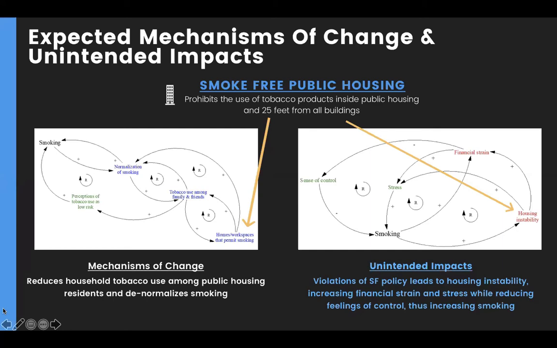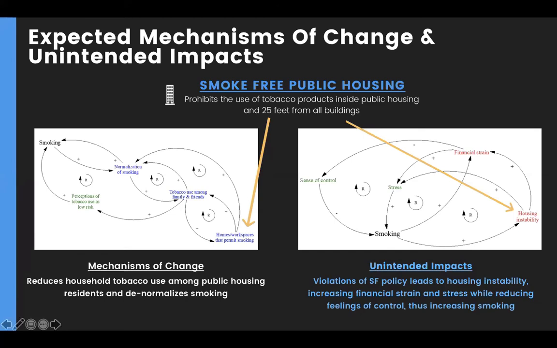Our updated map visualizes the intended mechanisms of change for addressing smoking disparities and the unintended impacts of smoke-free public housing. Starting with the mechanisms of change on the left, the policy is expected to reduce the number of homes that permit smoking, which then lowers tobacco use among family and friends. This reduces the normalization of smoking and perceptions of tobacco use as low risk, and these processes are reinforcing.